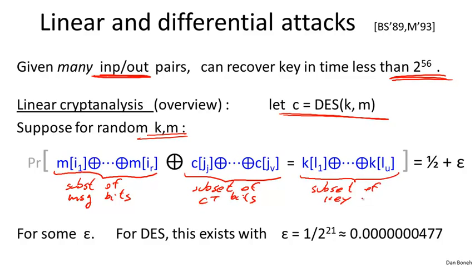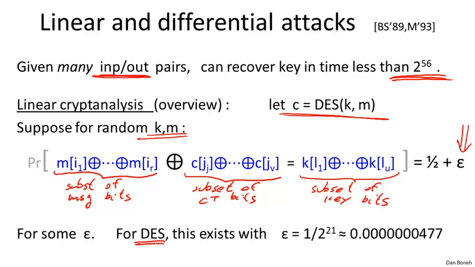Now, if the two were completely independent, which is what you'd like, you definitely don't want your message and your ciphertext to somehow predict your key bits. If the two are completely independent, then this equality will hold with probability exactly 1/2. But suppose it so happens that there's a bias, and this equality holds with probability half plus epsilon for some small epsilon. It so happens that, in fact, for DES, there is such a relation.